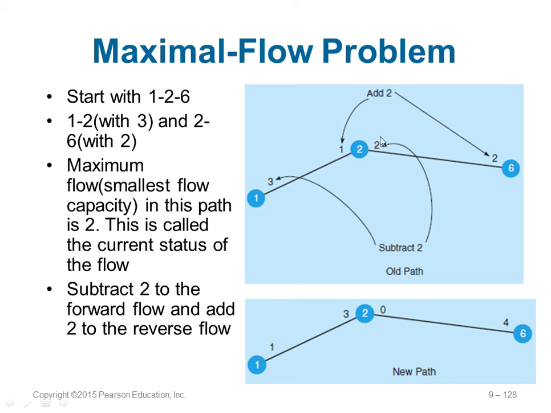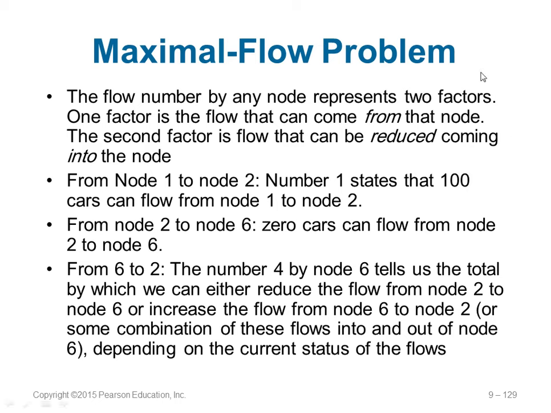So in the forward direction, this becomes 2 minus 2. This becomes 3 minus 2. Here 2 plus 2. Here 1 plus 2. So this will be like 1, 3, 0 and 4. Alright, do you understand? The point is, in the forward direction from 1, 2 and 6, take the minimal one, subtract it in the forward direction and add that value in the reverse direction. So this is the point.